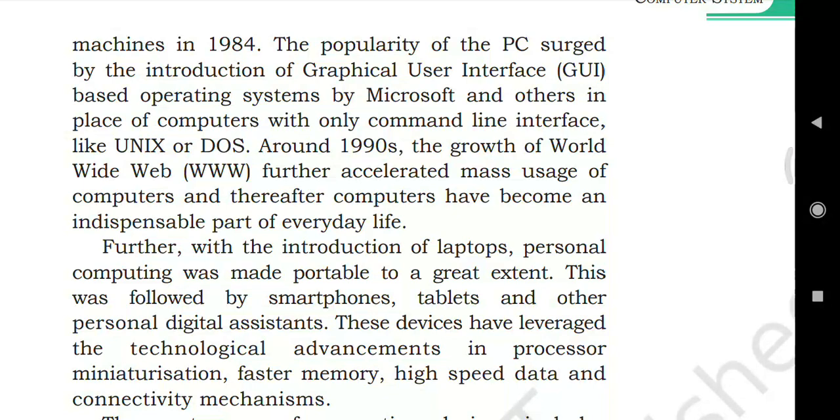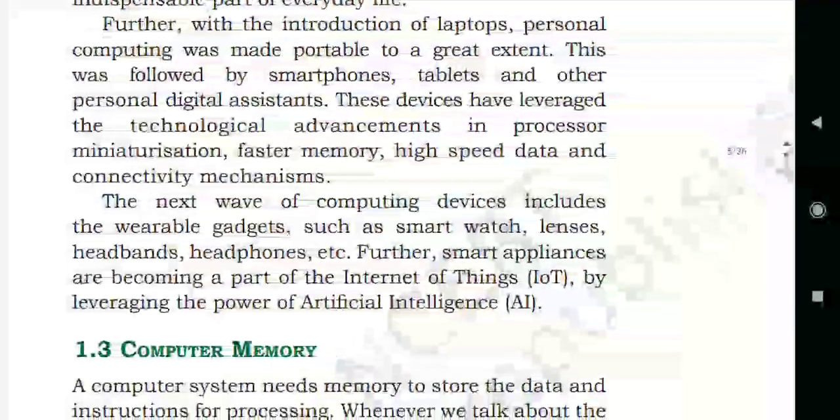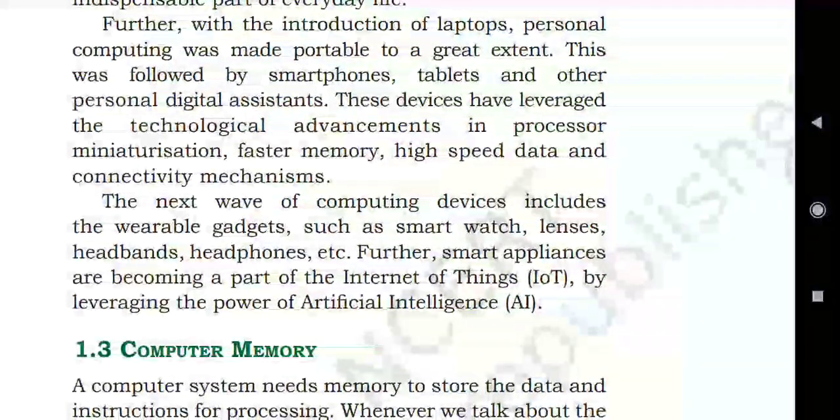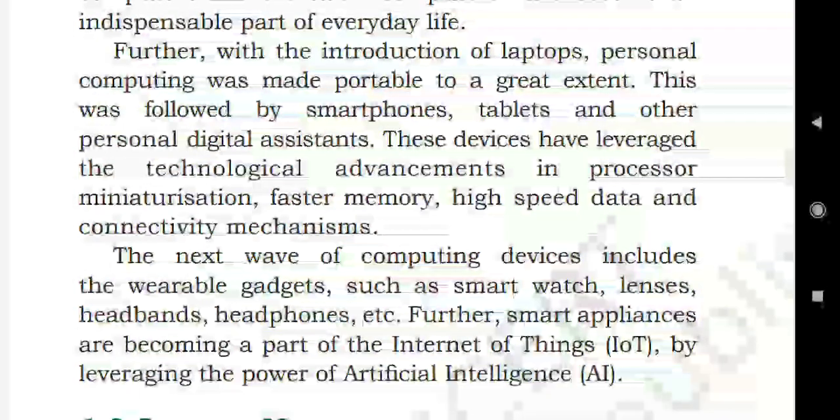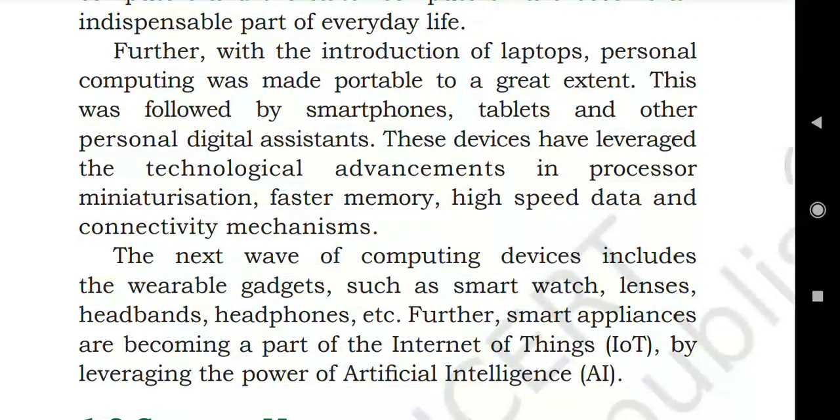like Unix or DOS. Around the 1990s, the growth of the World Wide Web further accelerated mass usage of computers, and therefore computers have become an indispensable part of everyday life. Further, with the introduction of laptops, personal computing was made portable to a great extent. It made computing accessible everywhere. This was followed by smartphones, tablets, and other personal digital assistants.